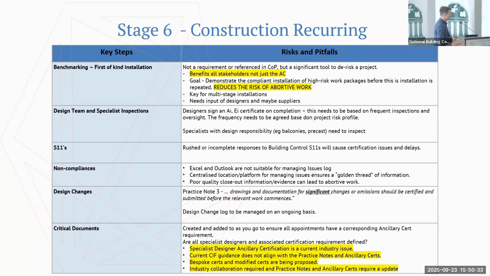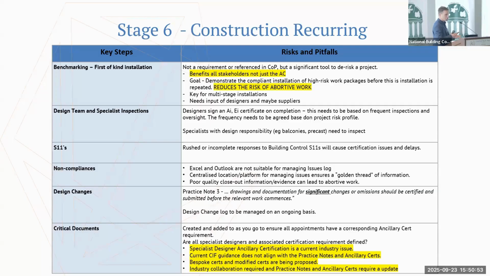That is something that should have been notified to building control during the construction stage, and should have accompanying design certificates. The term significant design change really isn't defined anywhere, but I'll give you that as one example of something that absolutely is.